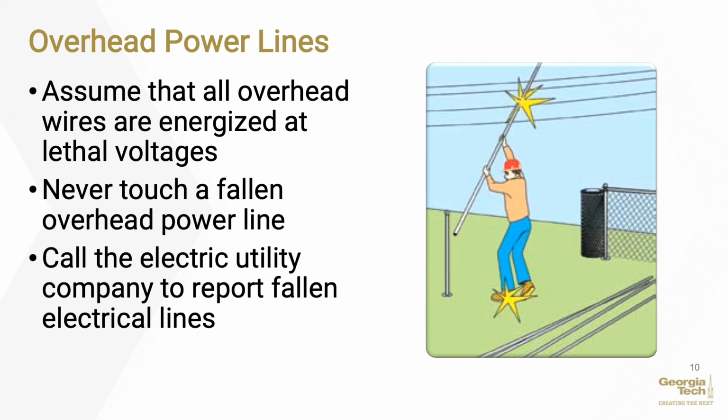Assume that all overhead wires are energized at lethal voltages. Never assume that a wire is safe to touch, even if it is down or appears to be insulated. Never touch a fallen overhead power line. Call the electric utility company to report fallen electrical lines.